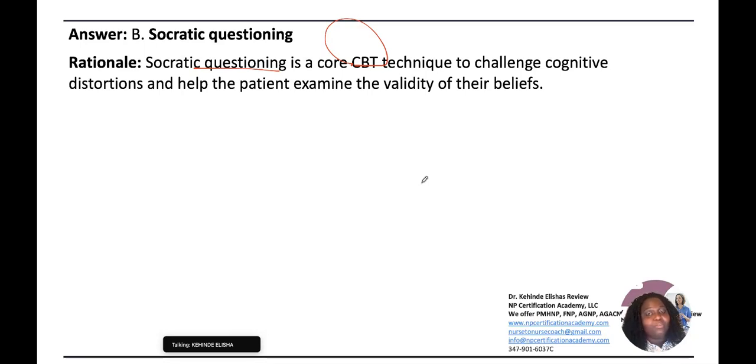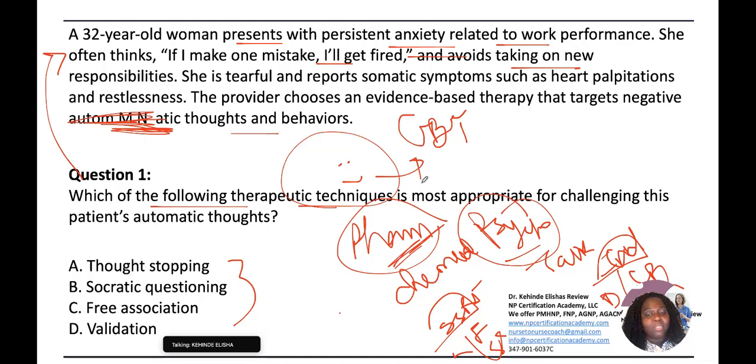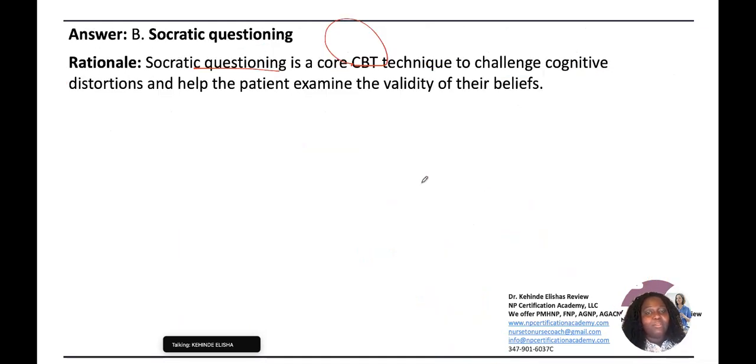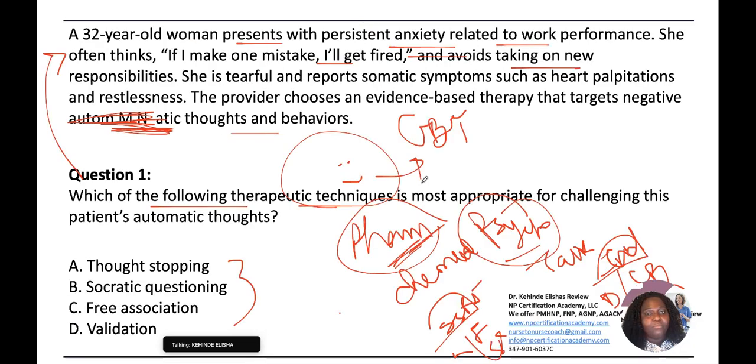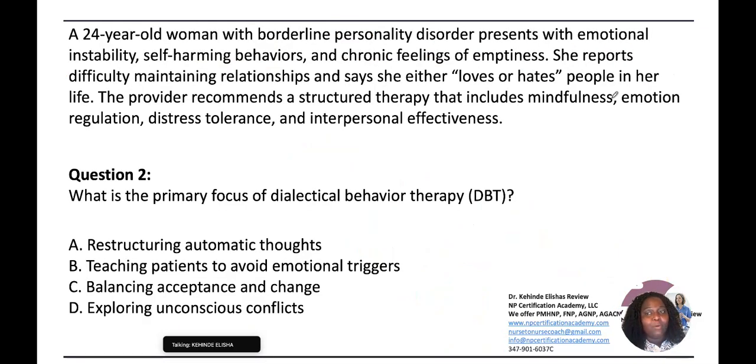Now, thought stopping is also a good thing. It's just not the best answer for this case based on the scenario that we got. Does it make sense? The thoughts will not stop automatically. But when we use Socratic questioning, it's going to challenge those distortions and also help examine validity. You may even have something that sounds like, what do you think about your job? Why do you think that is? You won't use why questions, but you want to explore deeper. Socratic questioning will explore deeper why your thought is going that route.